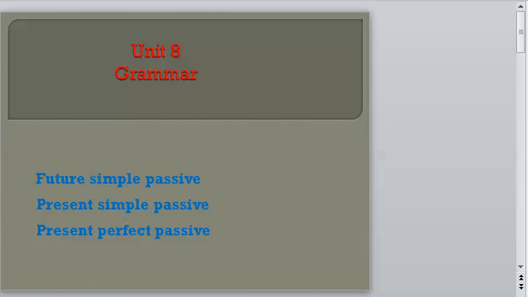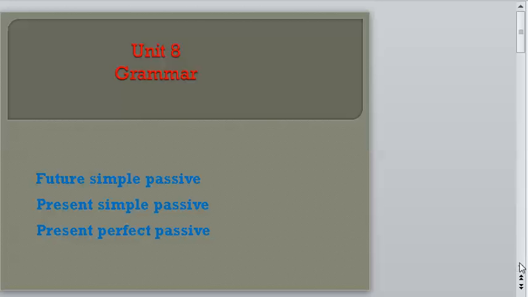We are still talking about the cancelled units, which were 8, 9, and 10. In this second video, we are still talking about Unit 8, but this time we will focus on its grammar. Here in this unit, we have three items of grammar: the future simple passive, the present simple passive, and the present perfect passive.